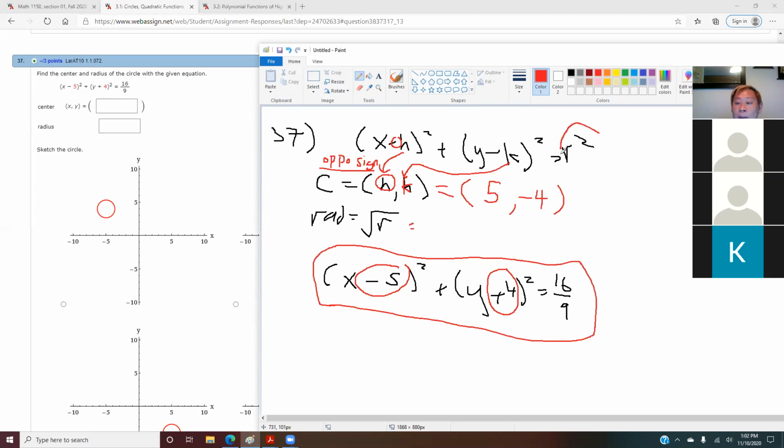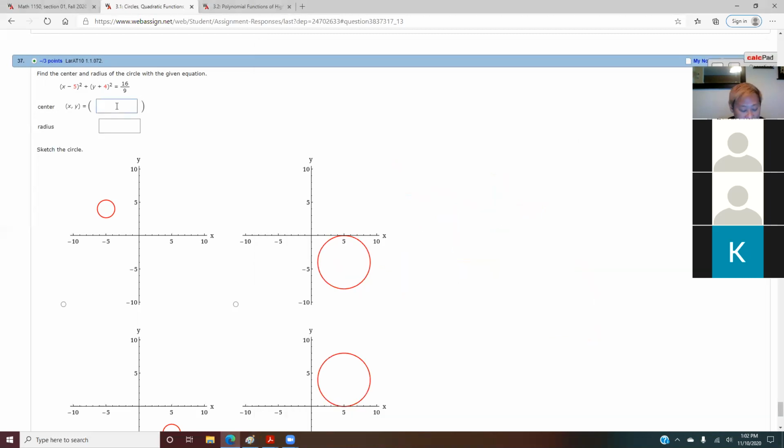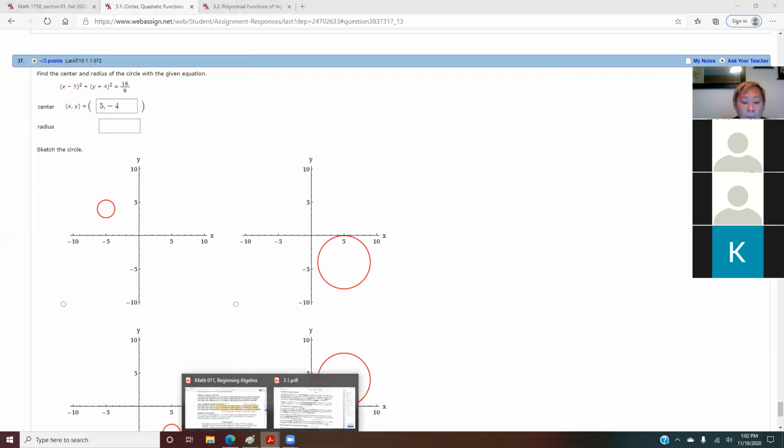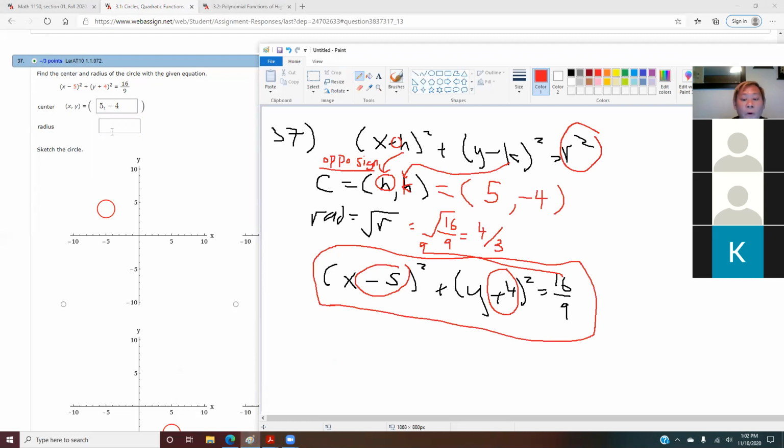Your radius is based on this, so you have to take the square root of it. So you take the square root of 16 over 9. And 16 is a perfect square of 4, and 9 is a perfect square of 3. So in this case, your center is (5, -4), and your radius will be 4 over 3.